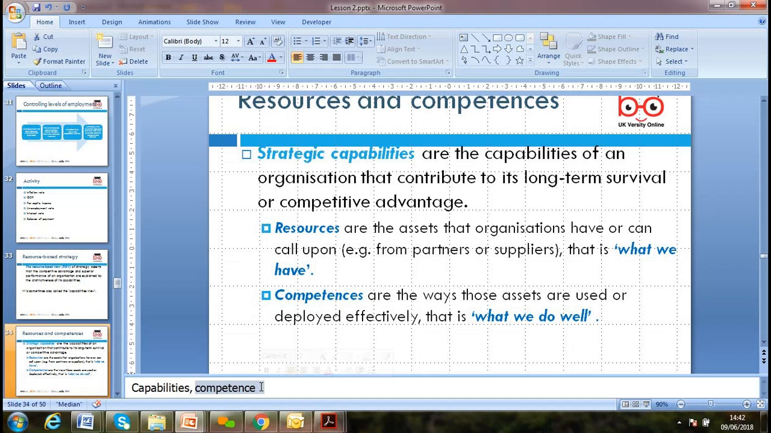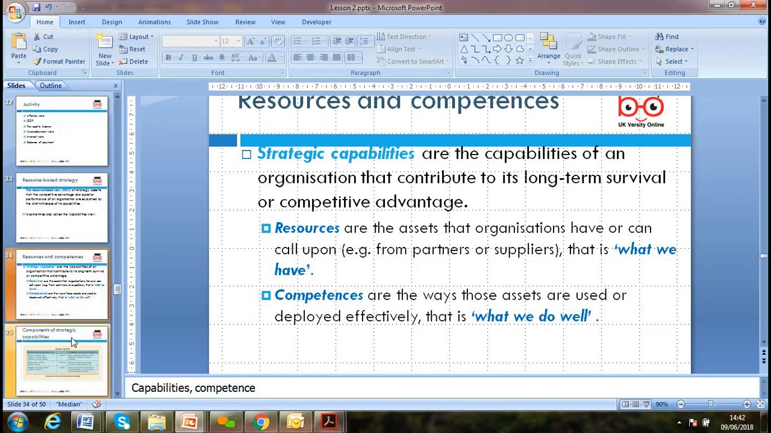We call that competent. So capabilities are the capability of the organization that contribute to long-term survival or competitive advantage. Competencies are the way the assets are deployed, how competent we are in using our human resources, our people, our processes, our plant, our machinery. Like some people use the building 24/7, like a nightclub, and in the daytime it is a restaurant serving food. So that's all about competencies. We have to utilize our assets, but not everyone does.